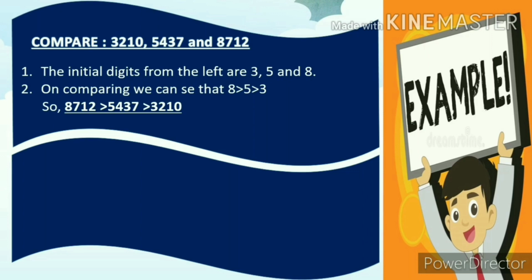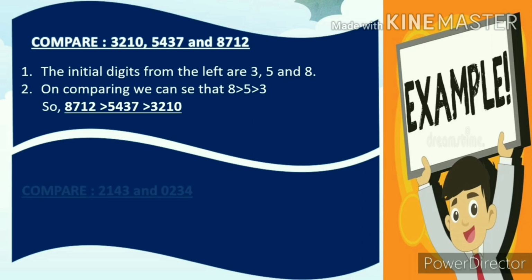Now, the second step is comparing them all together. On comparing, we get 8 is greater than 5 and 5 is greater than 3. So, on this basis, we can say that 8712 is greater than 5437 and that is greater than 3210.